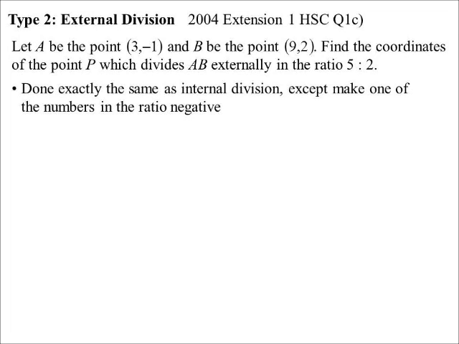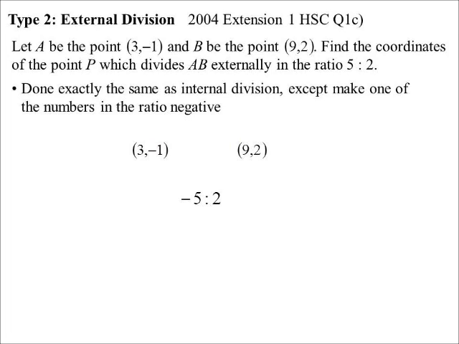So let's write down the points. There's A and B. The ratio is 5 to 2, but with an external division, the ratio is negative. So I write down negative 5 to 2. Now, as a ratio is the same as a fraction, it doesn't matter where the negative sign is.